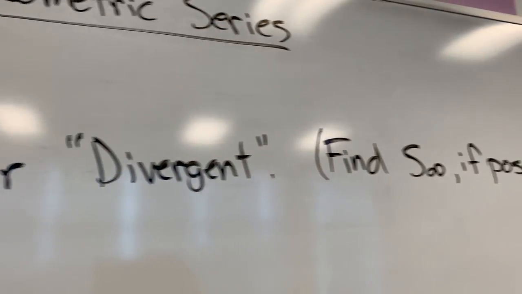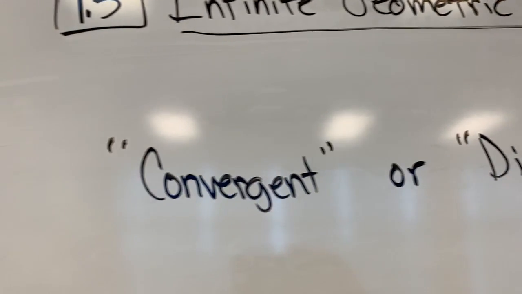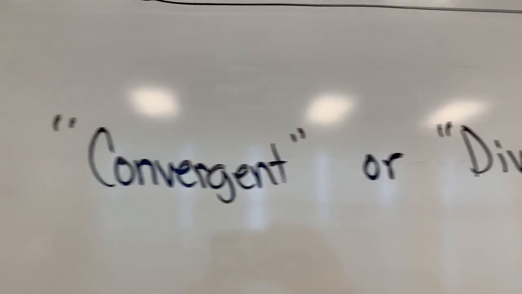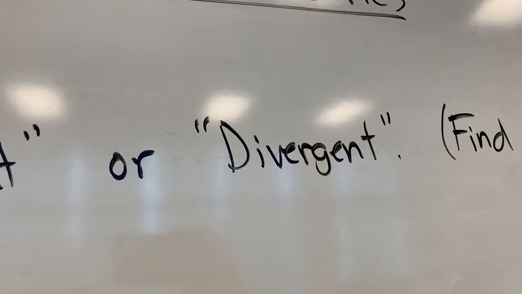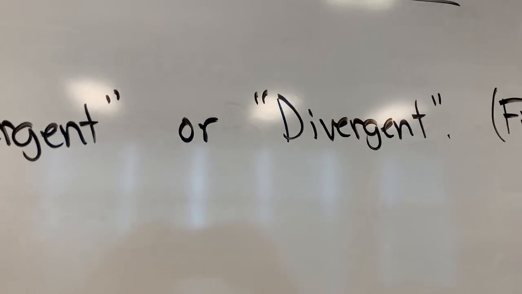And so the question is, do we have an infinite sum or not? So if you have a sum and you can find it, that series is convergent. If your answer is just getting bigger and bigger, or smaller and smaller, not heading towards any value at all, it's divergent. And it comes down to a very simple test.